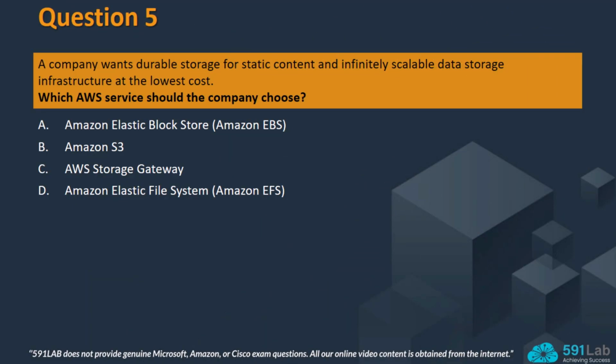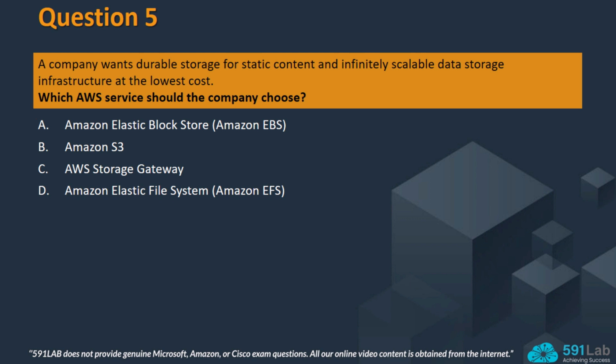A company wants durable storage for static content and infinitely scalable data storage infrastructure at the lowest cost. Which AWS service should the company choose? Option A, Elastic Block Store. EBS provides block-level storage volumes for use with Amazon EC2 instances. It is more suitable for attaching persistent block storage to individual EC2 instances and may not be as cost-effective or scalable as Amazon S3 for static content storage. So this is not the correct answer.